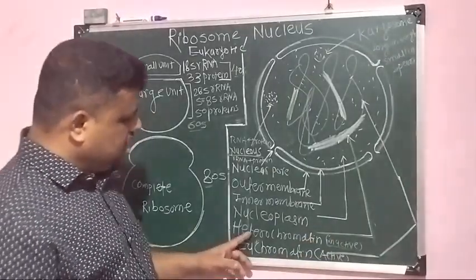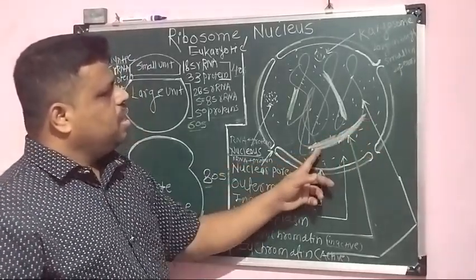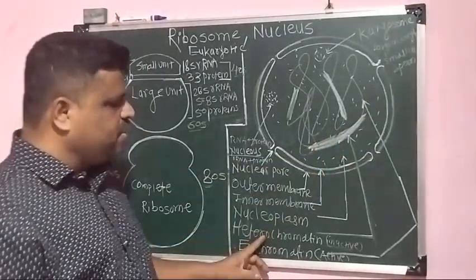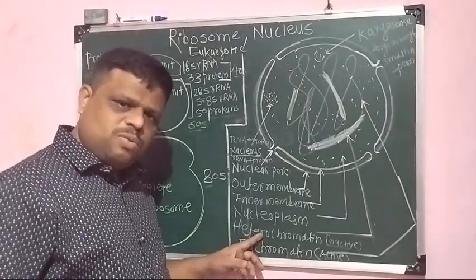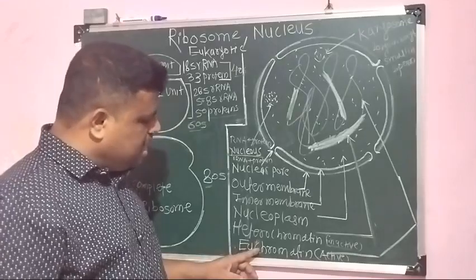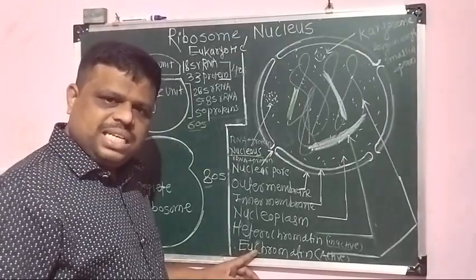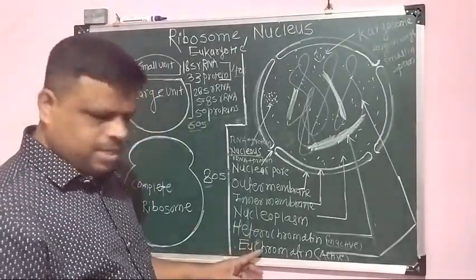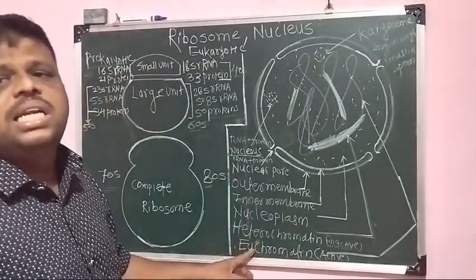So this is heterochromatin. A dark stain or the more condensed chromatin network is called heterochromatin, which is basically inactive due to the presence of less amount of DNA and large amount of protein. This is euchromatin. This euchromatin is a thin chromatin network which contains a large amount of DNA and less amount of protein. That's why this becomes an active portion of the chromatin network.